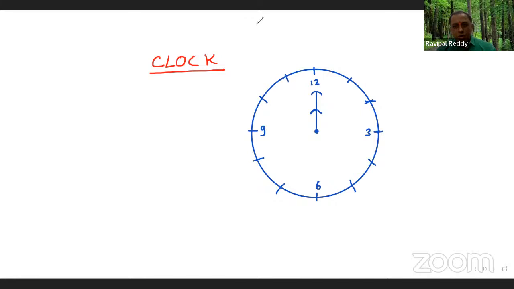So 360 degree is the right answer. Very good, Afrin. Very good. Akbari Begum, your answer is right. Good. Your answer is right.